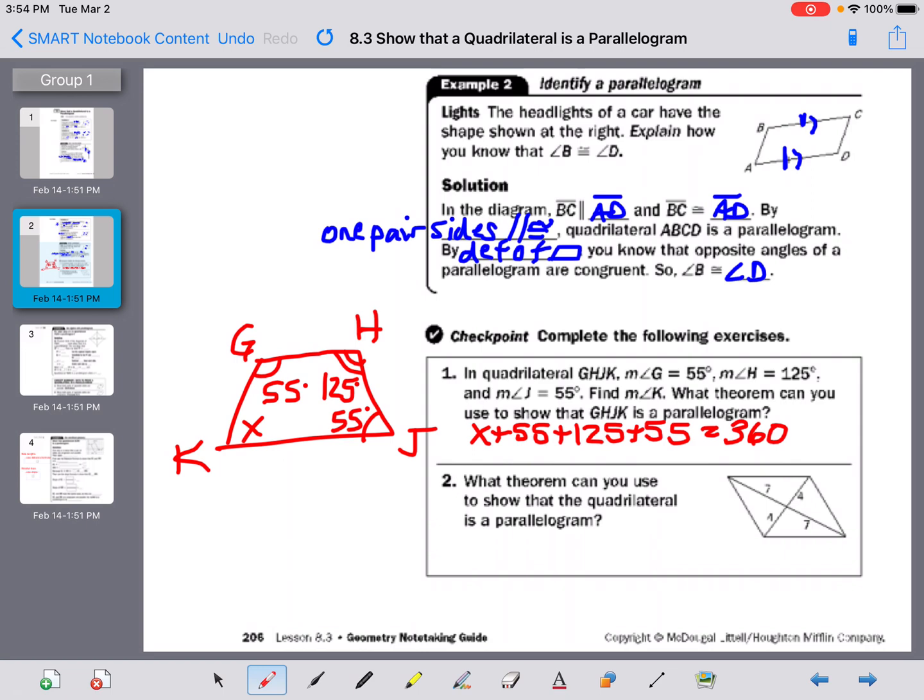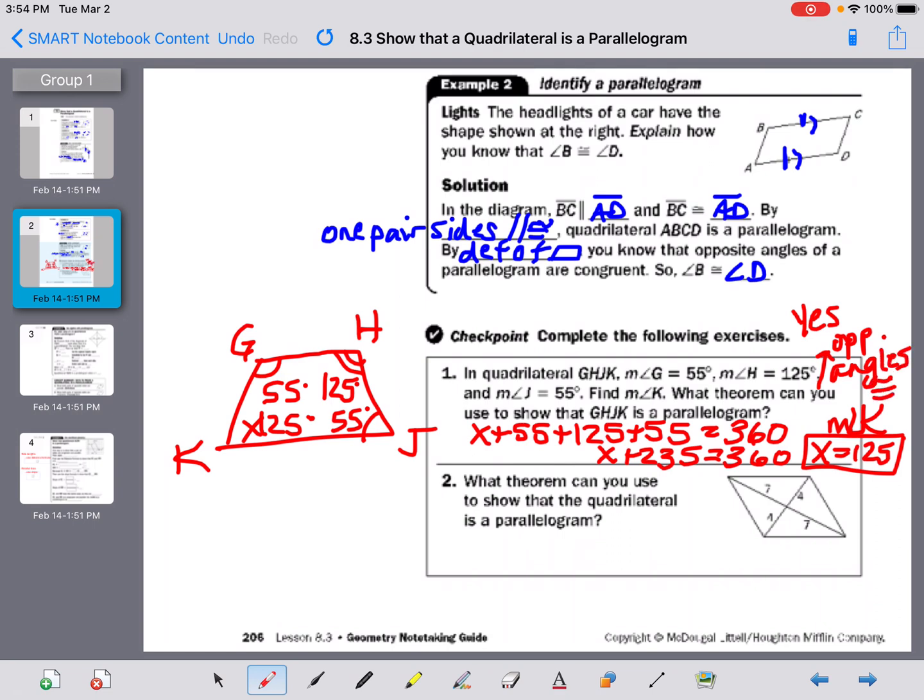All right, so this is my handy-dandy calculator. 55 plus 125 plus 55, that's 235. And we have 360, we subtract that 235, and we get 125. Okay. So that's the measure of angle K. Okay, that's 125. So now that I know angle K is 125, do we have a parallelogram? And I don't want to know what theorem number. I'm just going to say yes, because I know opposite angles are congruent.